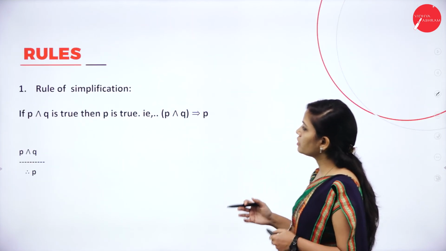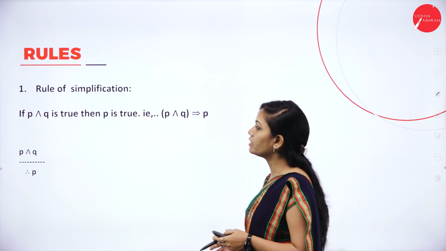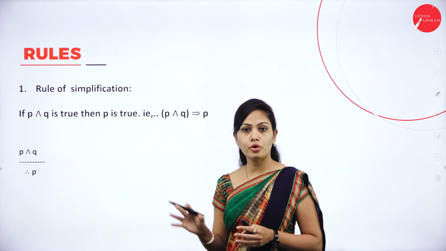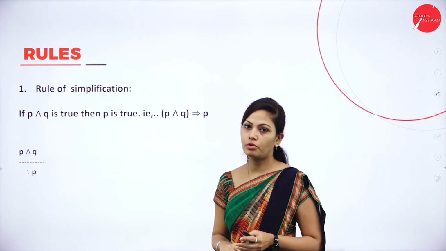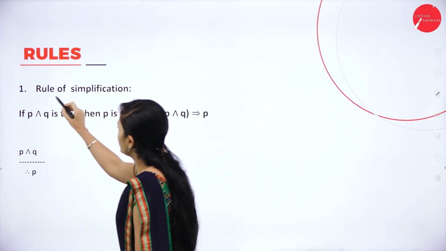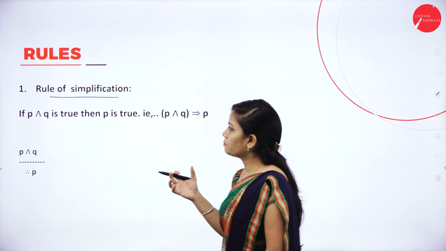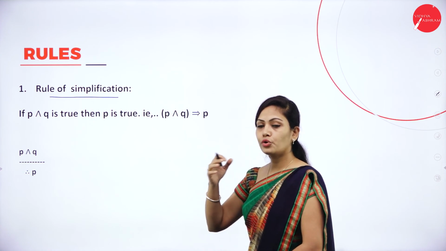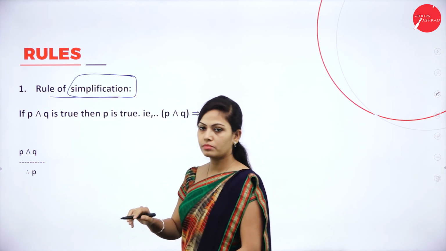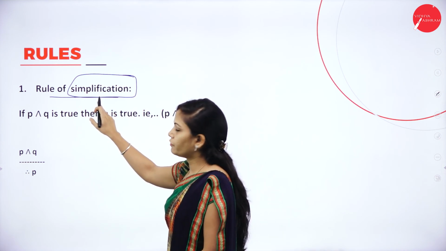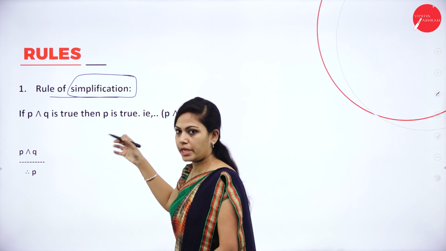So we have different rules in inference. Which are the rules we have to study in inference? These are very important rules. We should learn these rules for problem solving. So the first rule is the rule of simplification. This is the name of the rule. First rule I am explaining.